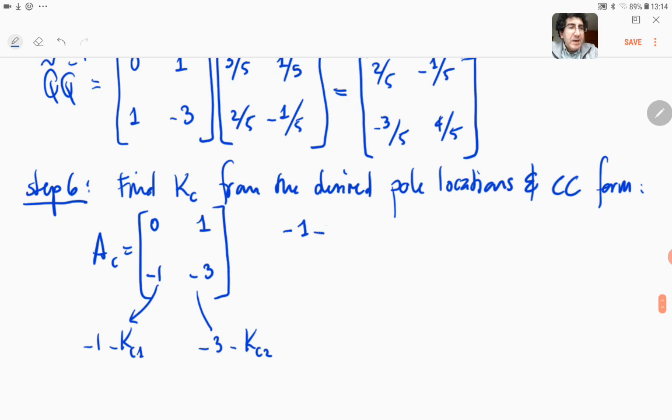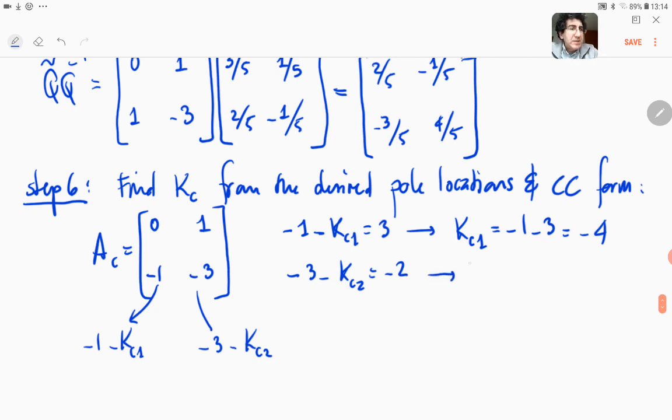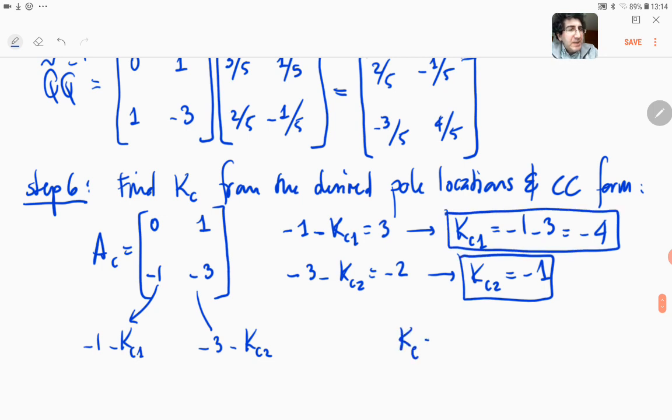So we have minus 1 minus Kc1 is equal to 3. This gives us directly the first gain, which is equal to minus 1 minus 3 equals minus 4. And we have minus 3 minus Kc2 equals minus 2, and that gives us Kc2, which is equal to minus 1. So we have Kc1 and Kc2. The Kc gain vector for the canonical representation is equal to minus 4 and minus 1.